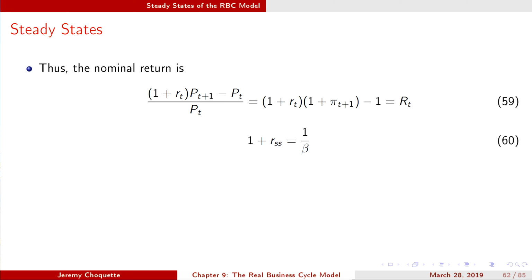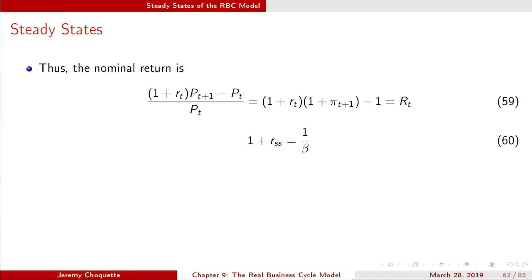Right? The nominal return is equal to 1 plus R, 1 plus the real rate, times P_{T+1}, the future price level, minus the current price level, divided by the current price level. This is essentially just a percent change. Well, that's equal to 1 plus the real rate times 1 plus future inflation. We can consider that like expected inflation. And if we subtract 1, we'll get R_T.